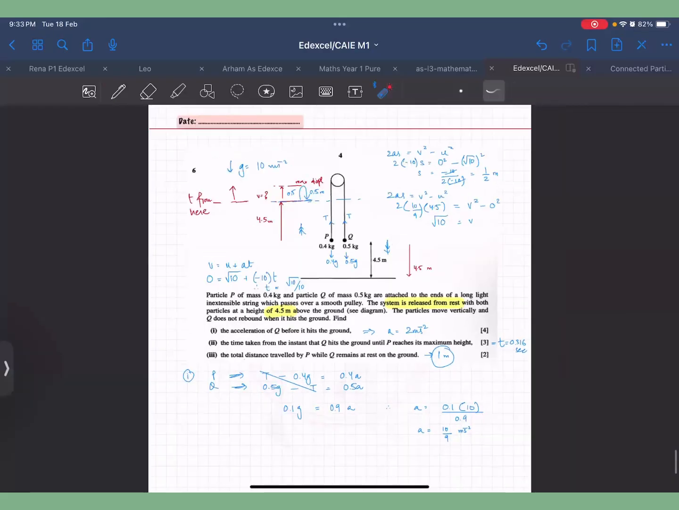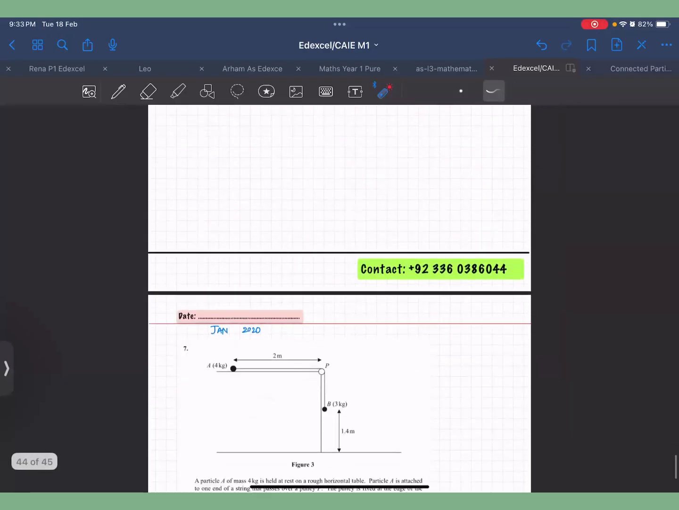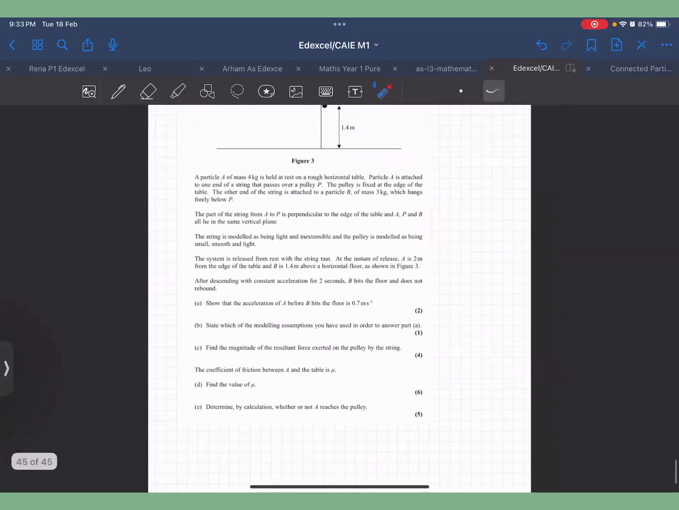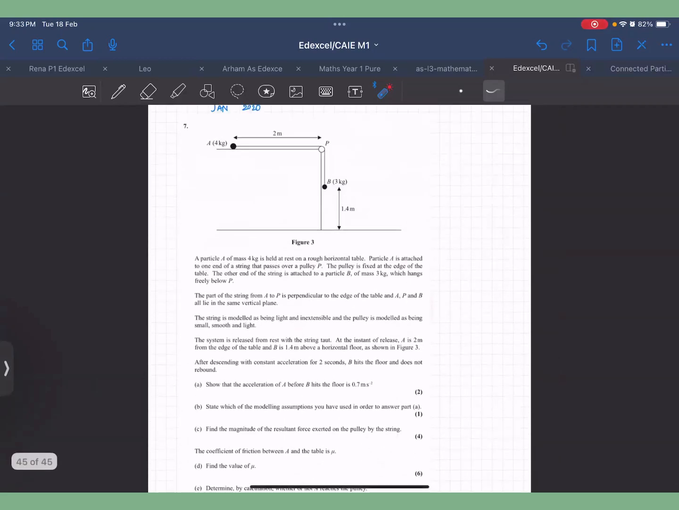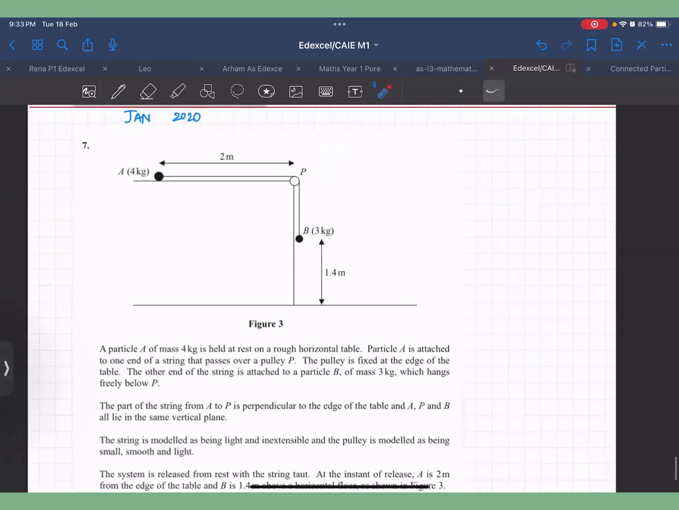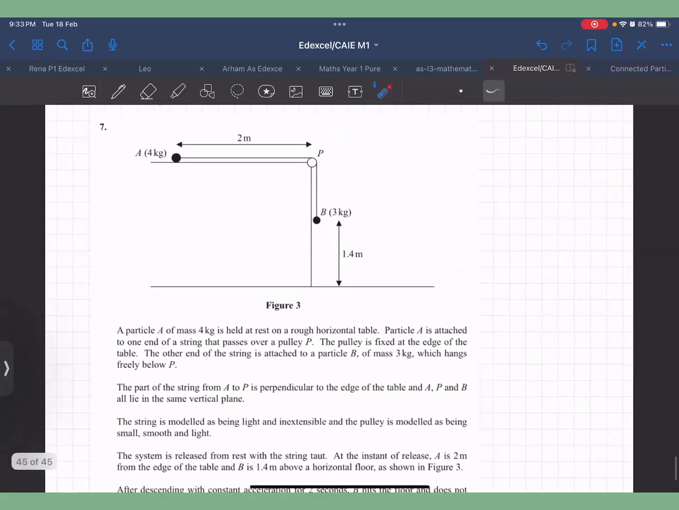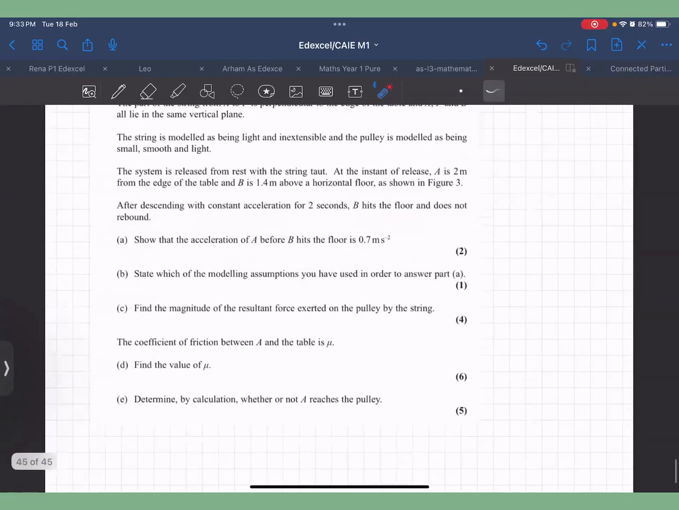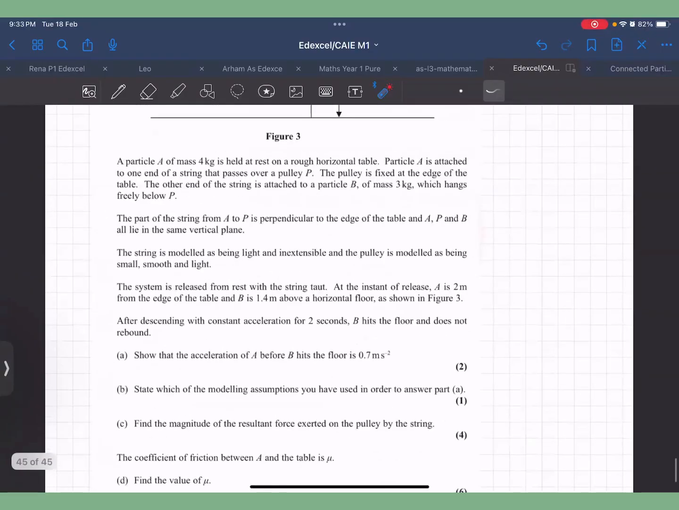Okay, let's do another question. This is a very good one. This is from Edexcel, but it is very much relevant to us as well. So we should be able to do this one.